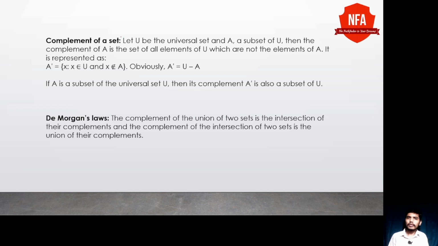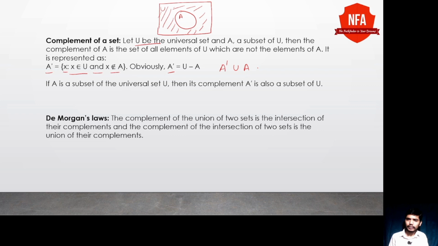Now let's look at the complement of a set. Let U be the universal set and A a subset of U. Then the complement of set A is the set of all elements which belong to U but do not belong to A. So the region outside A will be the complement of set A. We denote it as A dash and say x such that x belongs to U and x does not belong to A. Obviously we can say that A complement is U minus A, or we can say that A complement union A equals U.